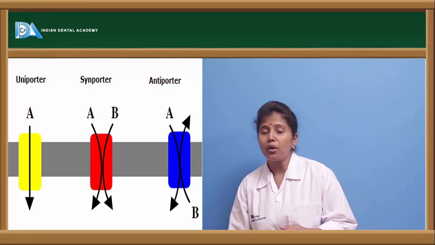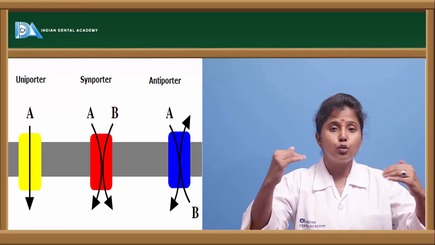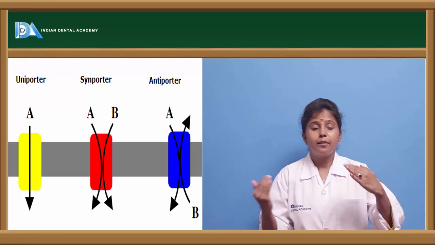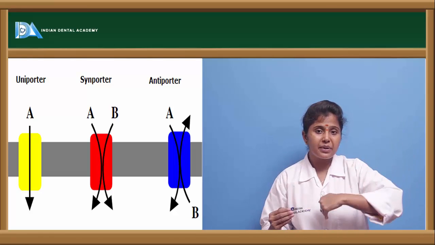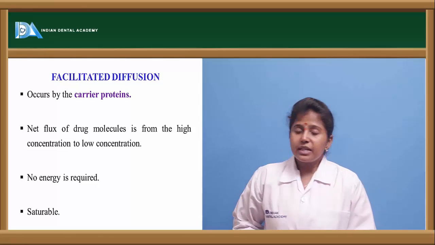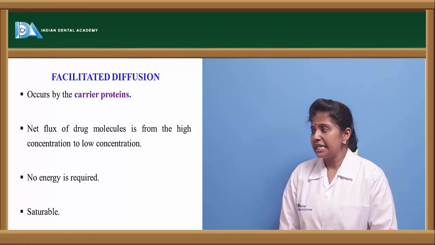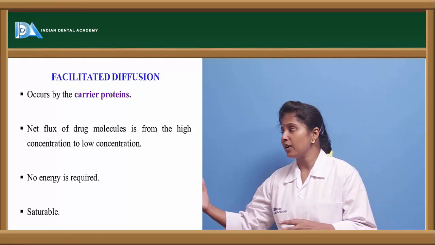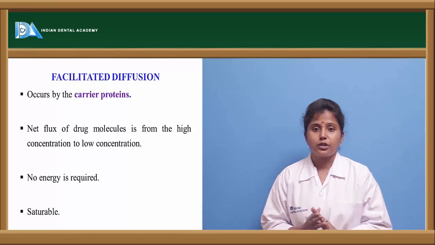In symport, the carrier carries two drug molecules in the same direction. Antiport is the movement of two molecules in opposite directions, so if one molecule comes inside the cell, the other molecule goes out of the cell. The other one is facilitated diffusion. Facilitated diffusion needs carrier proteins, and the net flux of the drug molecule movement is from high concentration to lower concentration.